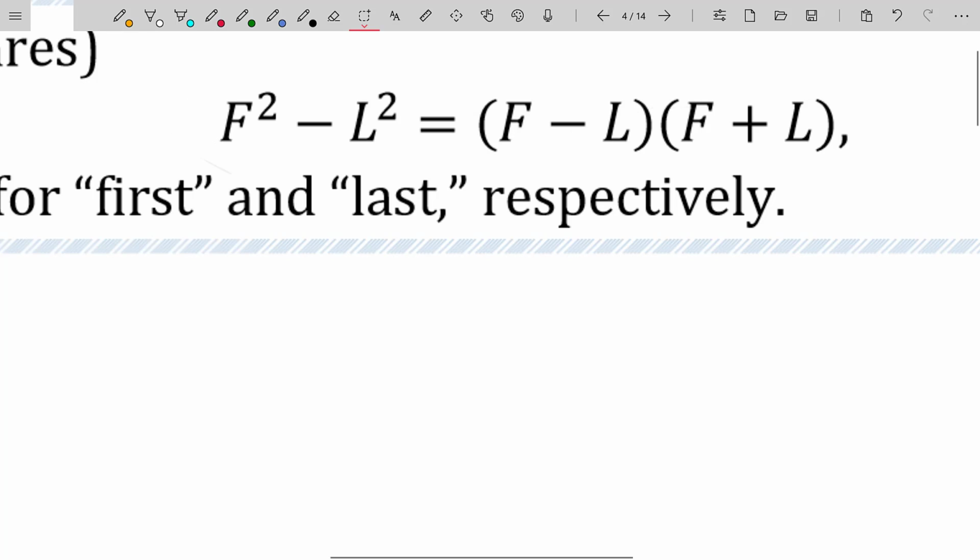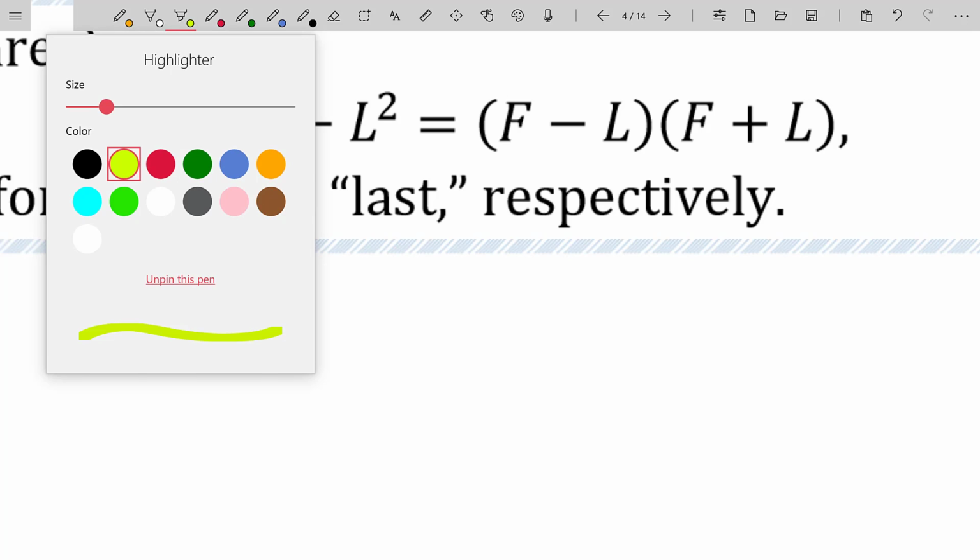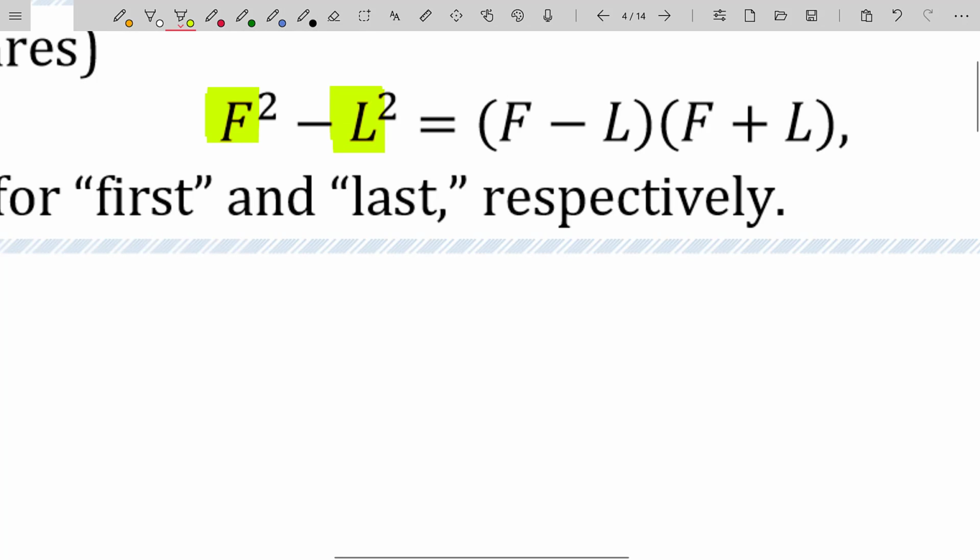Capital F stands for the first object, capital L stands for the last object. So you have a first object squared minus a last object squared. I'll even highlight those. First object squared minus last object squared will always factor to be the first object minus the last object times the first object plus the last object. Again, a very, very important formula.